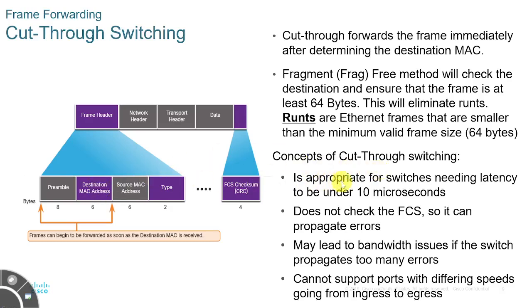The good thing about this method, which we call cut-through switching, is that it's good for switches needing small latency, under 10 milliseconds, and for communication frames that don't need error checking. Okay, and this can cause bandwidth problems. Why? Because we may propagate too many errors. Okay.